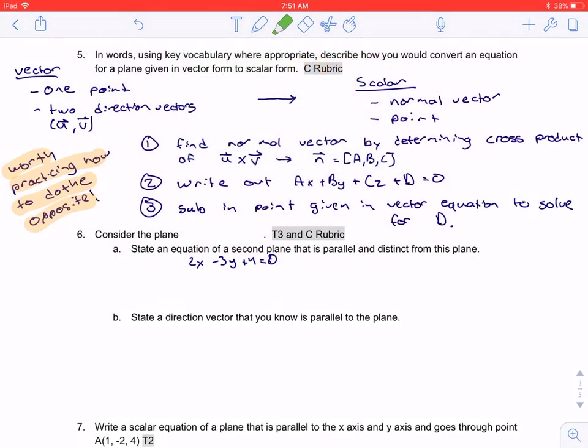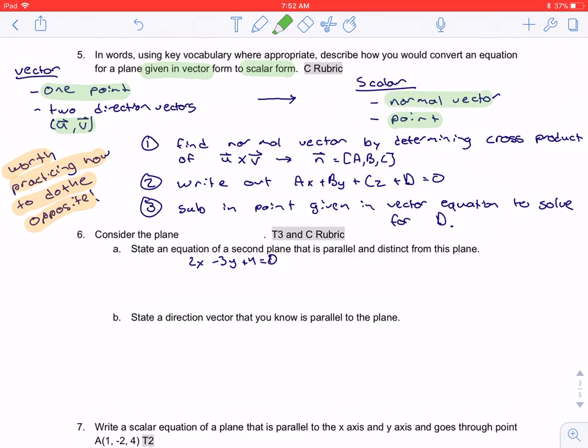Okay, so I've already written out the solution for number 5, but let's chat about it briefly. It's saying describe how you would convert an equation for a plane given in vector form to scalar form. If we're given a vector equation that gives us 1 point and 2 direction vectors u and v, to convert it into scalar, we need a point. We're already given that point, so that's good. And we also need a normal vector.